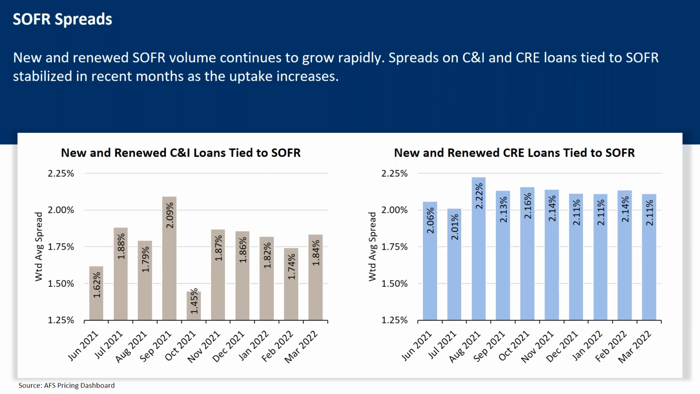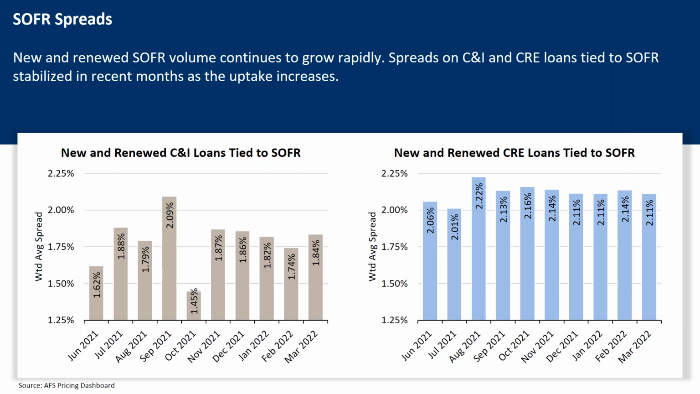Now, for CRE loans on the right, the weighted average SOFR spread oscillated within a pretty narrow band over the last several months. As of March, the average SOFR spread for CRE loans was 211 basis points, which was well above the C&I average in that same month of 184. Note, though, that the CRE loans typically display less favorable credit risk than the C&I volume.